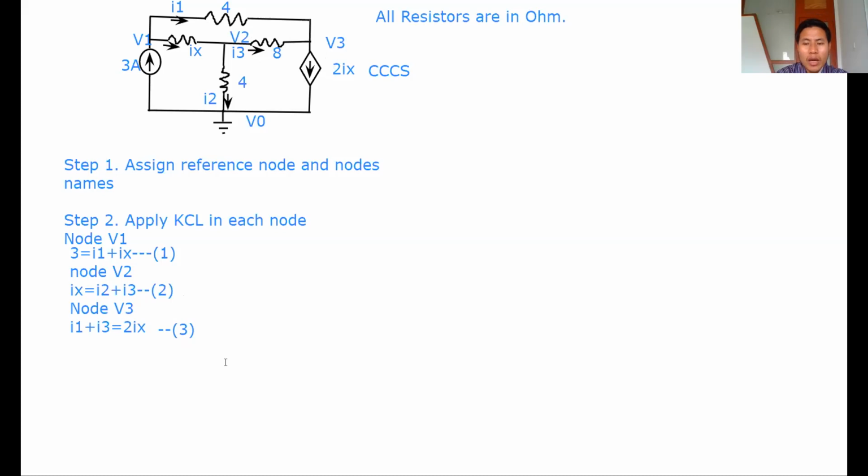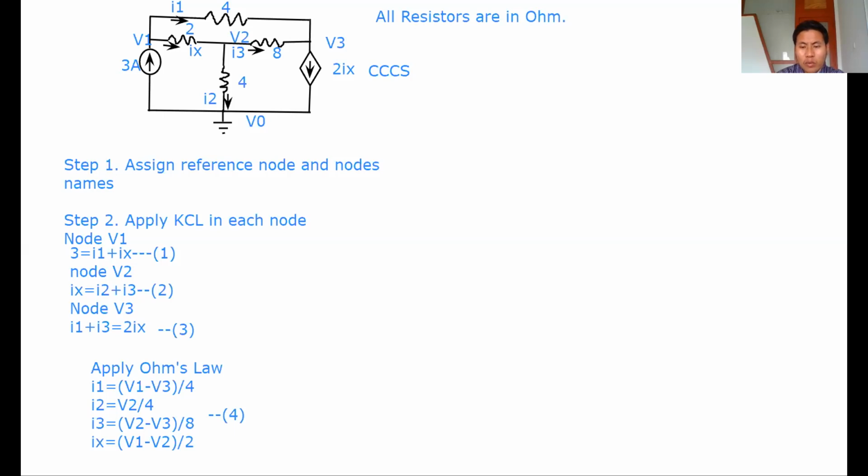Now we got 3 equations. Once we have them, we have to apply Ohm's law. Now we can determine the current I1. This current I1 is flowing from higher potential to lower potential. We are assuming V1 to V3, which means I1 is V1 minus V3 divided by 4. Similarly, we can also determine I2. Here I'm skipping the steps: V2 minus V0, which is equal to 0, so we can directly write V2 divided by 4, and similarly for I3 and Ix. Let's name this Ohm's law set as the fourth equation.